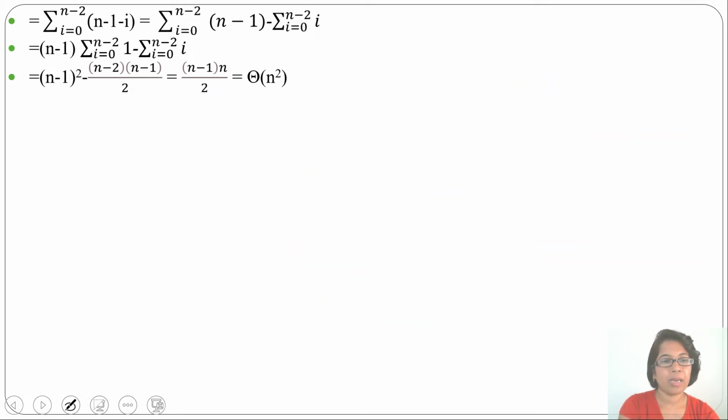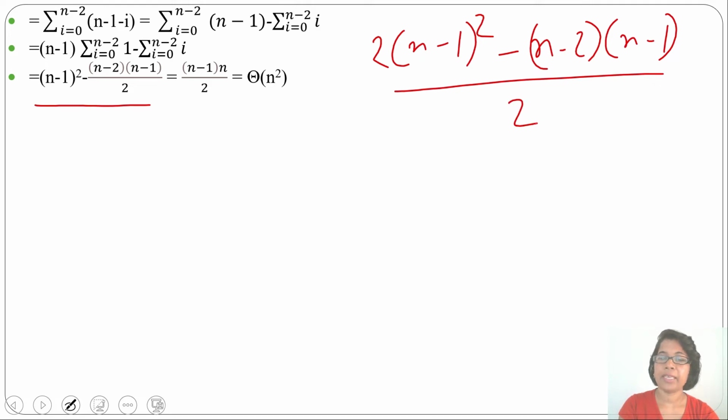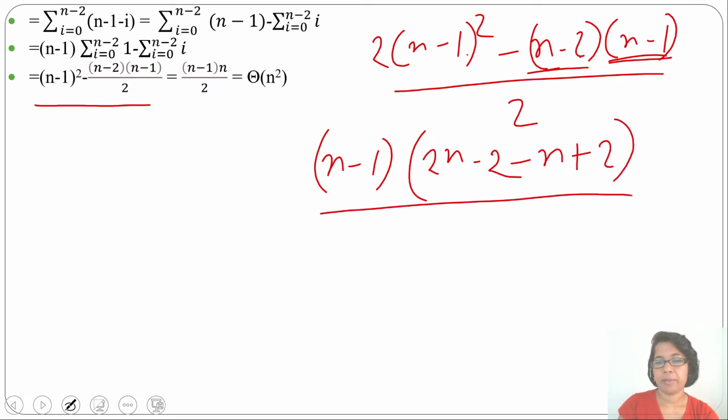So finally we'll get (n minus 1) squared minus (n minus 2)(n minus 1) divided by 2. Now this thing we can write as 2 into (n minus 1) whole squared minus (n minus 2) multiplied by (n minus 1), divided by 2. And we can take n minus 1 as common. After taking n minus 1, we'll get here another n minus 1, so 2 into n, 2n minus 2. And after taking n minus 1, we'll get n minus 2, so minus n, then minus 2 minus becomes plus 2. So we'll get plus 2 divided by 2.